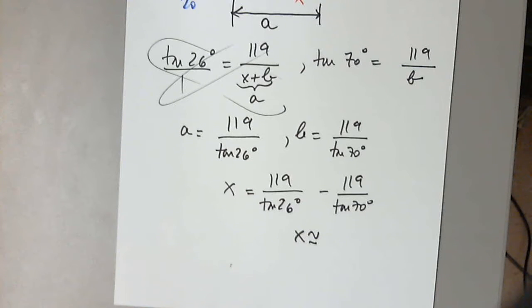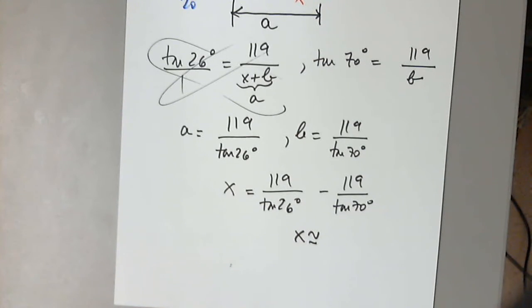I need another parenthesis because I don't trust this system. Okay, tangent 26 to the power -1, or you can put cotangent if you want to be fancy. Minus, in parentheses, tangent 70. Close the parenthesis, put power -1 and close. But now I have to make sure that the mode is in degree mode, and now you can press enter.